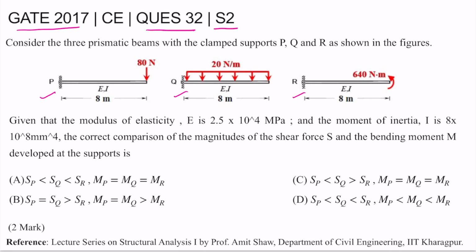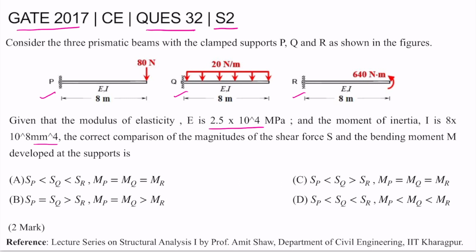Given the modulus of elasticity E is 2.5 into 10 raised to the power 4 MPa and the moment of inertia I as 8 into 10 to the power 8 millimeter to the power 4, the correct comparison of the magnitudes of shear force S and the bending moment M developed at the support is.